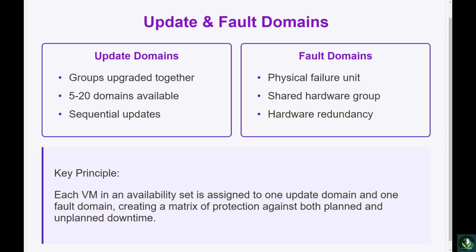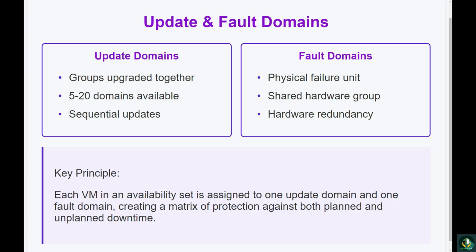This configuration provides multiple layers of protection. If hardware fails in fault domain 1, you still have operational servers in fault domain 2. When Azure performs updates, it processes one update domain at a time. Your application remains available through both planned and unplanned events.